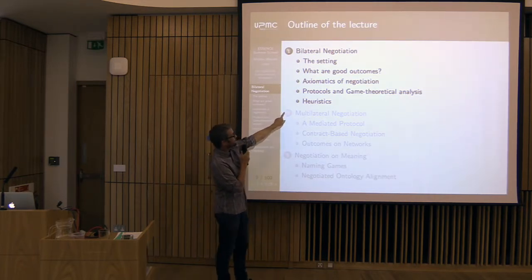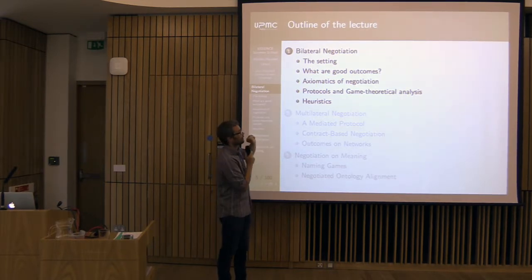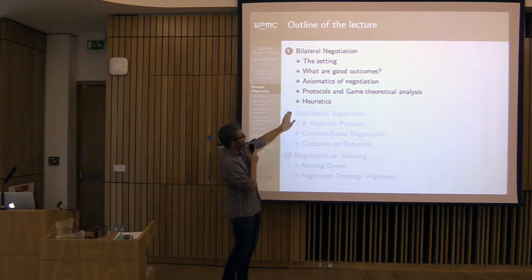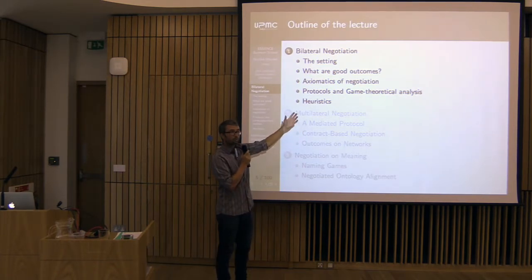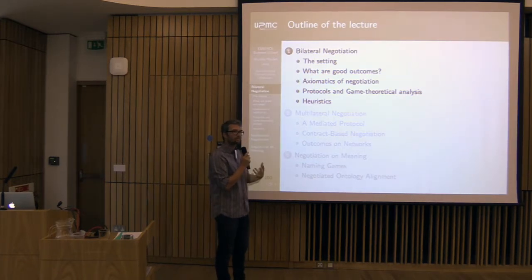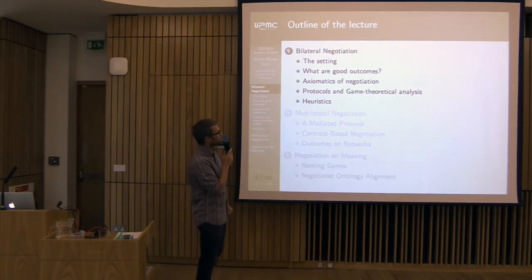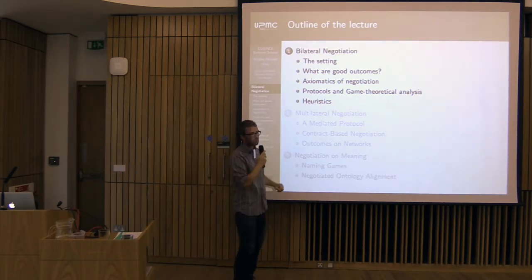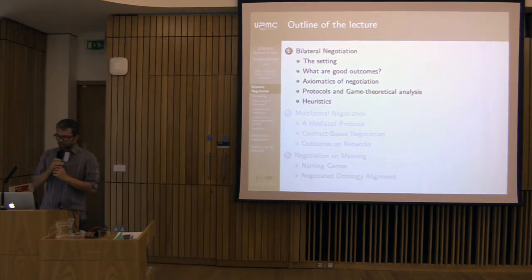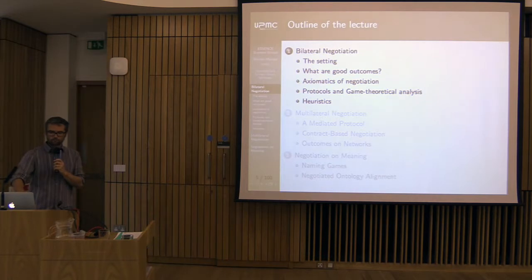I will tell you a little bit of the axiomatics of negotiation provided by Nash. He was famous for some other work, but he also did some work on negotiation. And we will analyze together a couple of protocols that I will show you. Very simple protocols, but it provides the very essential insights into this kind of negotiation. And I will finish with some heuristics. I could do a whole course on heuristics, I guess, but I will just give a very broad overview of it.